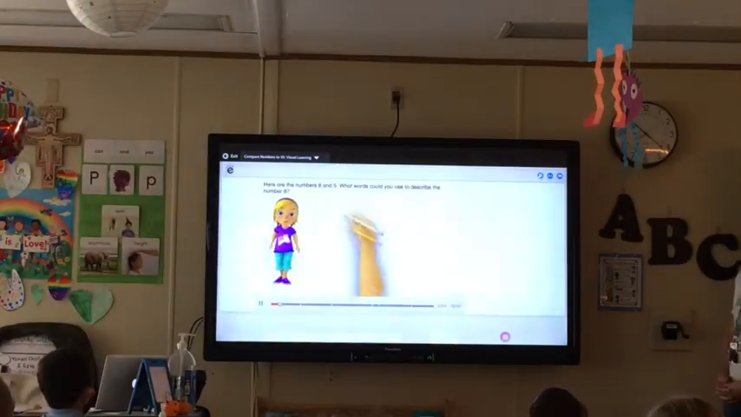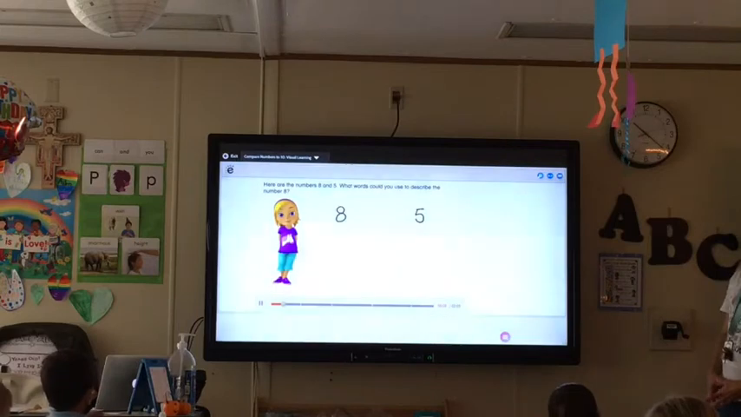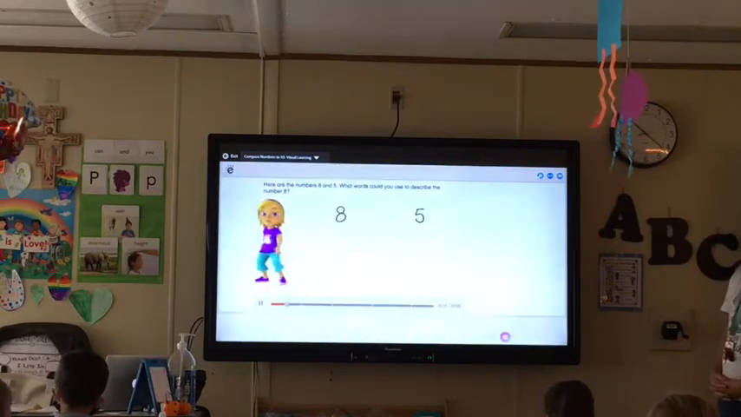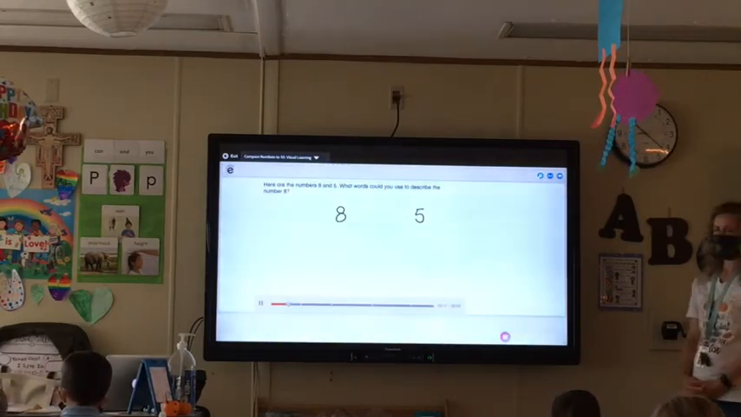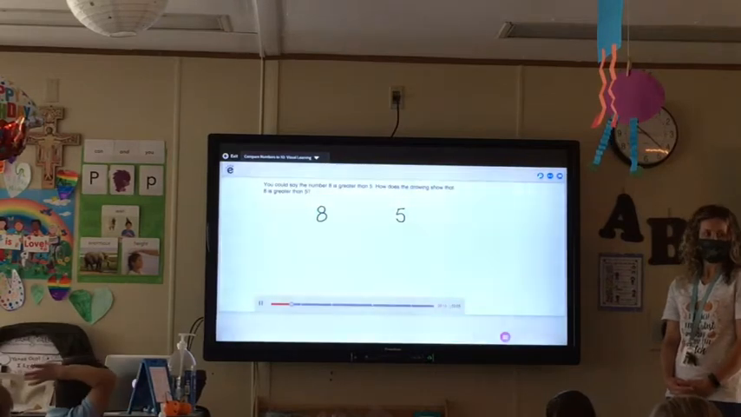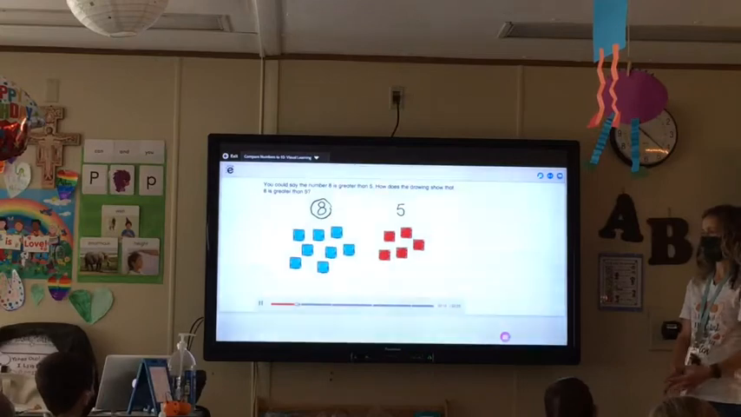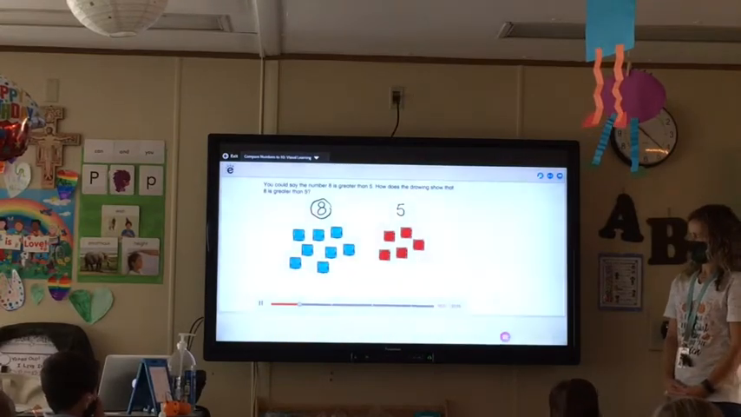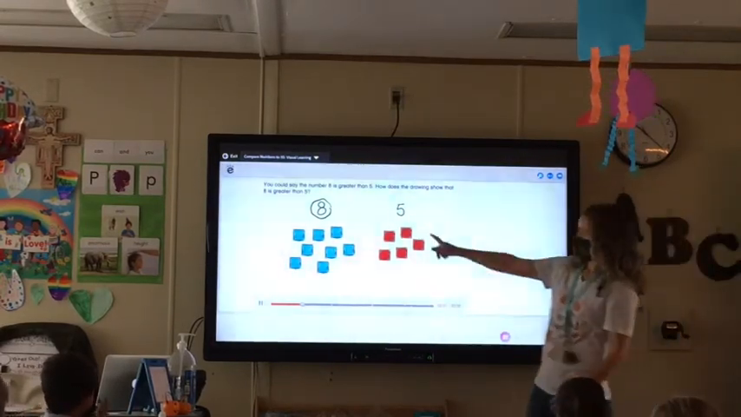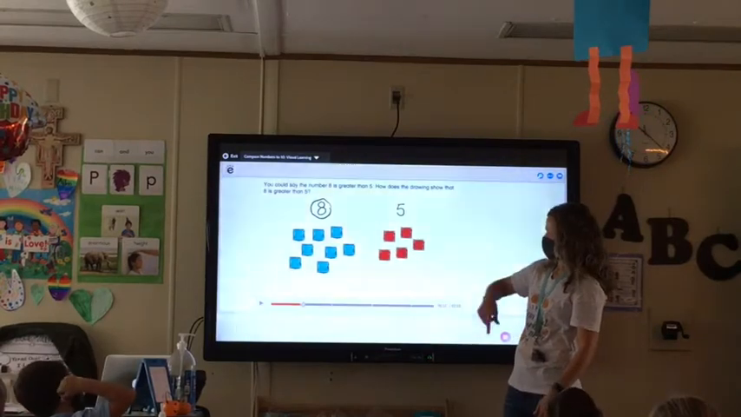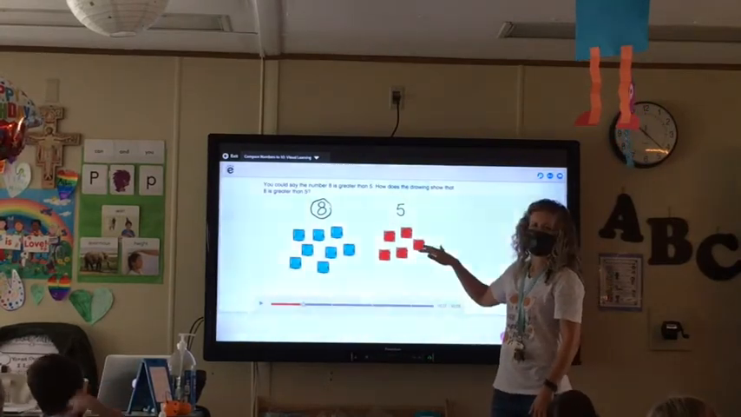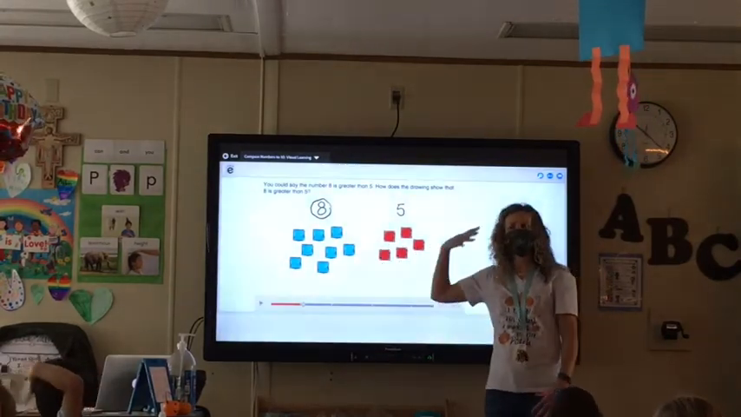Here are the numbers 8 and 5. What words could you use to describe the number 8? What words could we say? You could say the number 8 is greater than 5. Would you agree? How does the drawing show that 8 is greater than 5? So they did some cubes, right? Okay. How do you know that 8 is greater than 5? How does this help you see that?